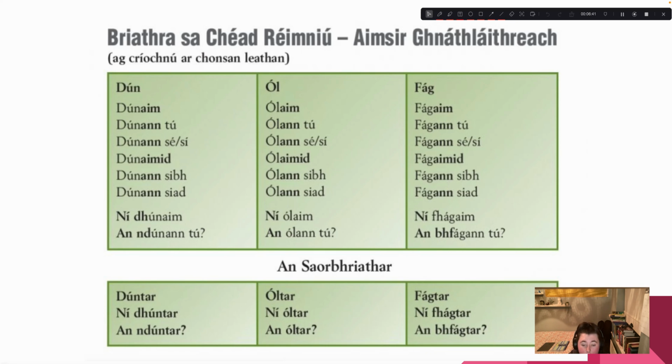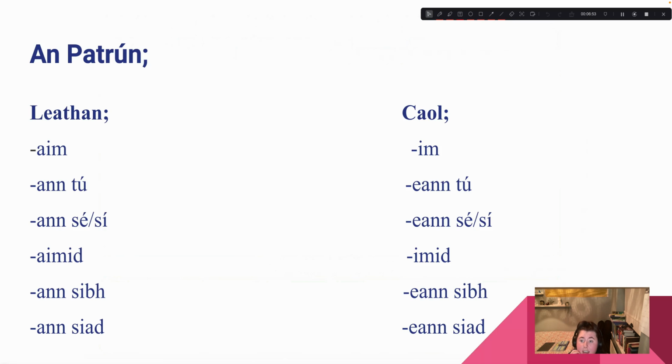Now, don't worry about the last bit there on the briathar saor. That's just really when there's no gender involved, when one did close the door, one did open the door, stuff like that, okay? What I want to focus on is the pattern we see, right? And the pattern can be seen here, okay? For leathan, these are your pattern on the left of the screen. So aim, ann tú, ann sé, aimid is the plural, okay? Then again, ann sibh, ann siad, okay?